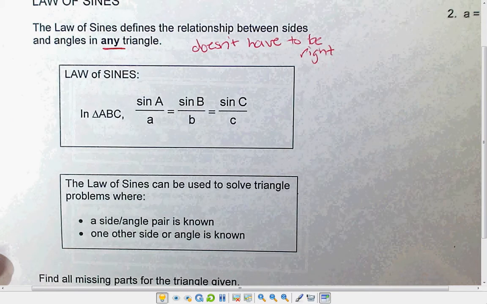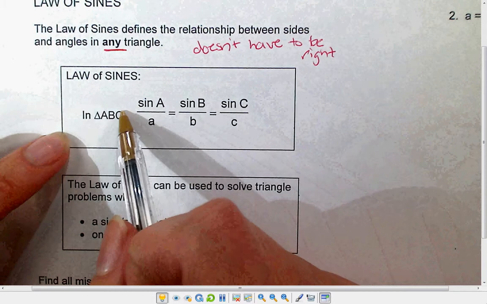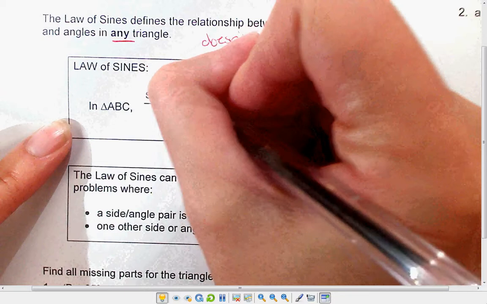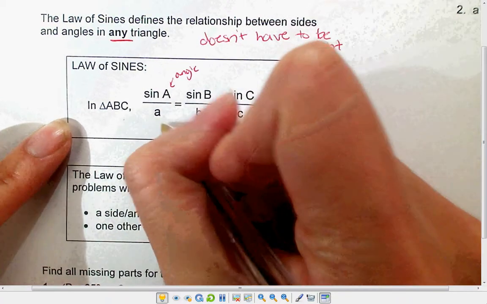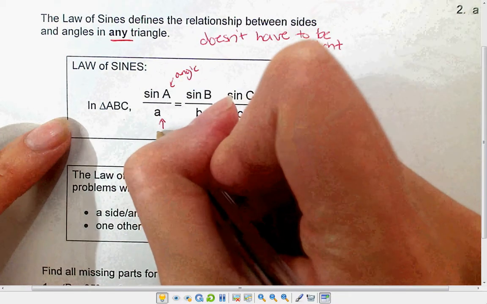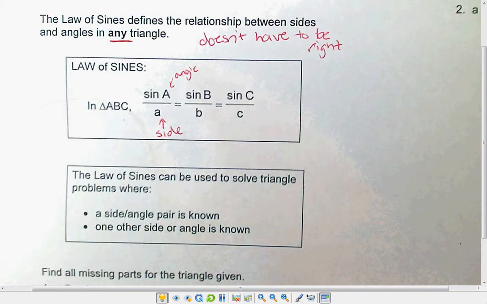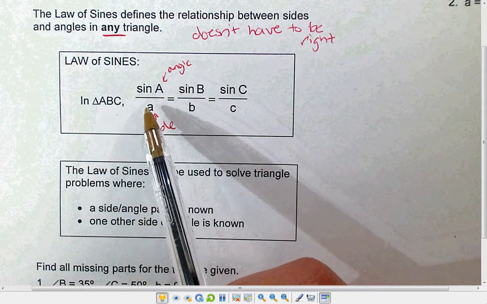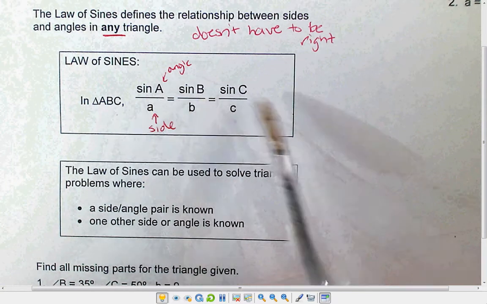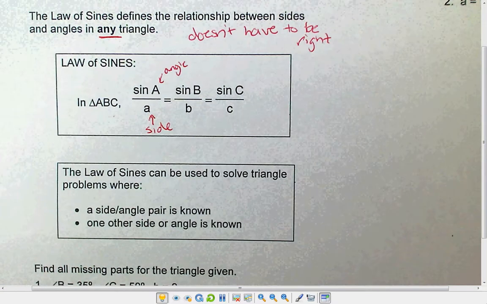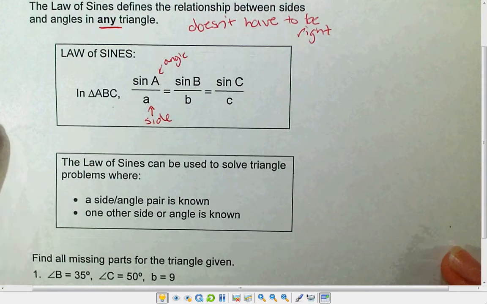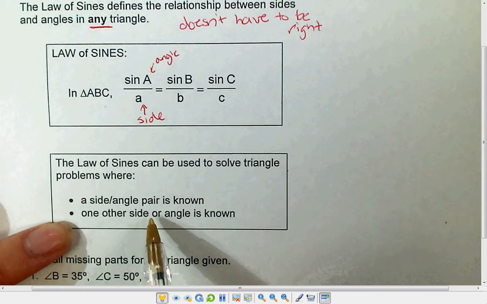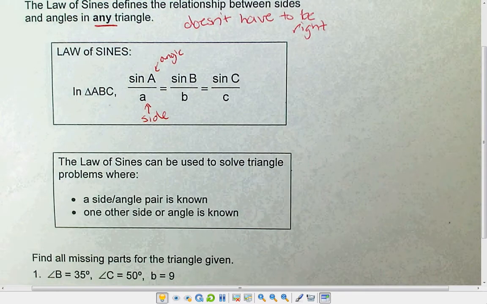The law of sines is just saying that in any triangle A, B, and C, the ratio between sine of the angle and the side are always going to be equal to each other. So sine of your angle over the side is going to be equal no matter what angle and what side you do, as long as they match. So this can be used to solve any problem where you know at least one side angle pair and one other side or angle. So let's take a look at number 1.